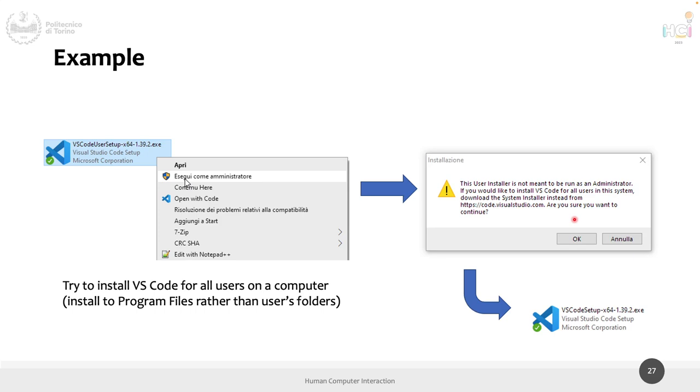So this is an example of feedback that gives you all the information you need. You cannot do that. Why you cannot do that? Because it's the user installer. What you can do after, you can download it, or if it was a mistake, you can continue. You have all the options. There is no missing information that blocks you, or have you guess what I'm doing now?